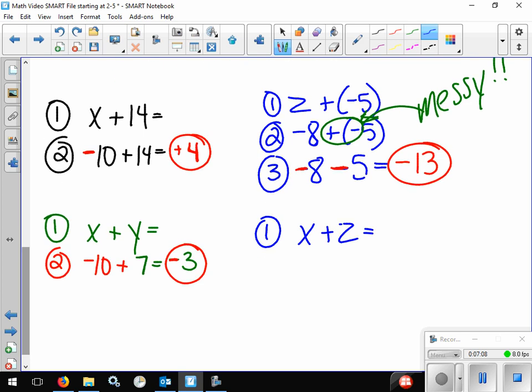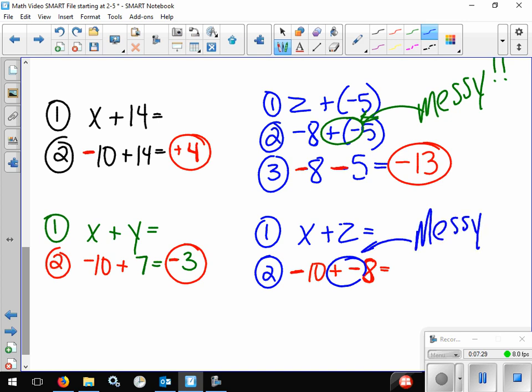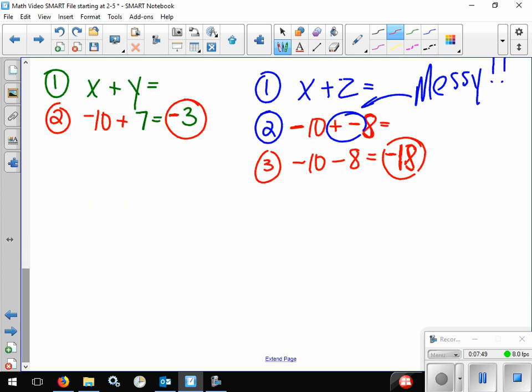Okay, and now, last one, x plus z. So step 2, x is again negative 10, plus what is z? z is negative 8. So I clean up the messiness. Fix it. So step 3, I have negative 10 minus 8, and that gives me negative 18. I don't know why my board's glitching all of a sudden. Okay, negative 18.